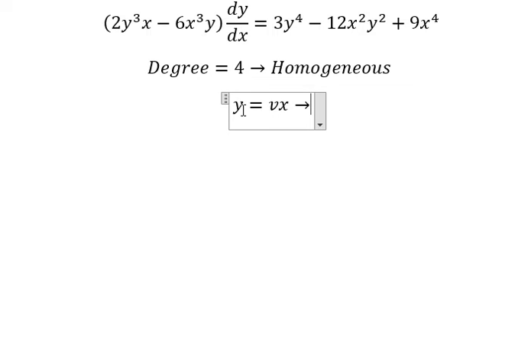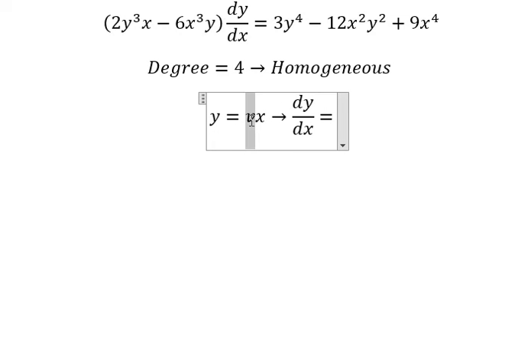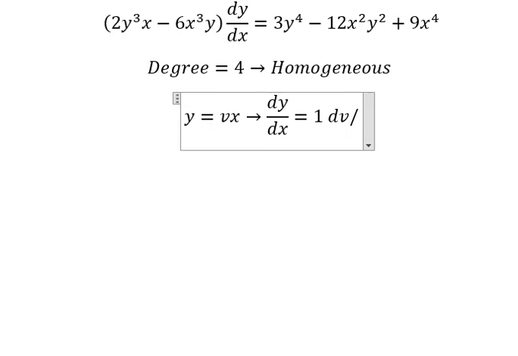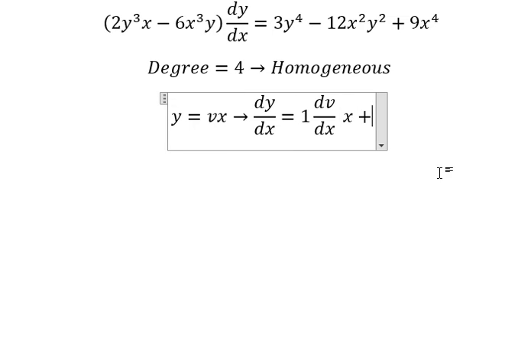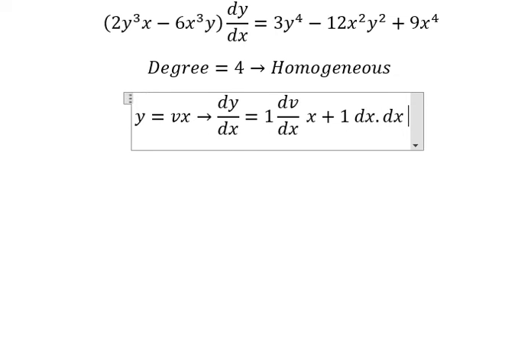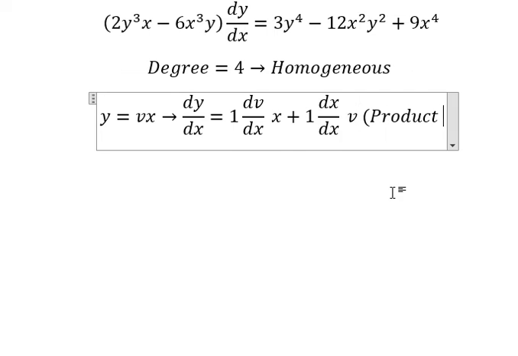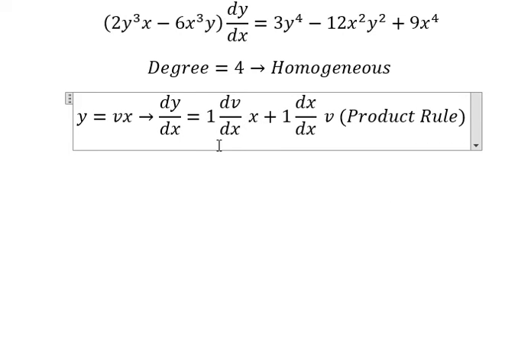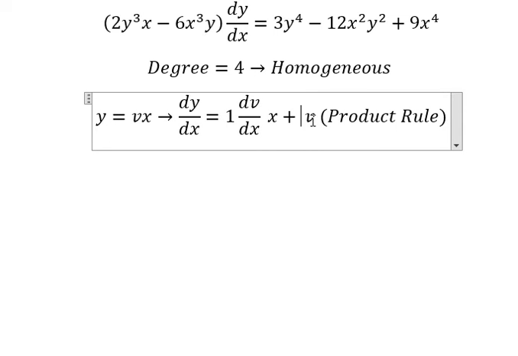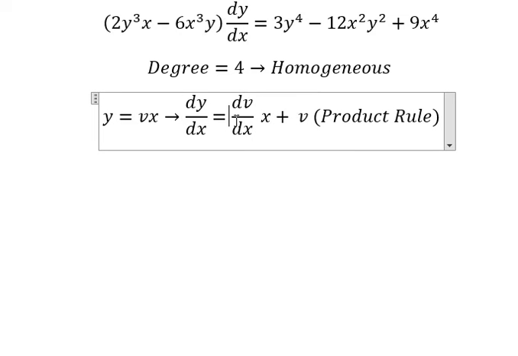Later we need to first take the derivative of both sides. This one we have number 1, dv over dx, multiplied by x. This one we have number 1, dx over dx, multiplied by v, and this is the product rule of the derivative. So we can simplify, and this one we can put number 1 outside. That means we can eliminate number 1.